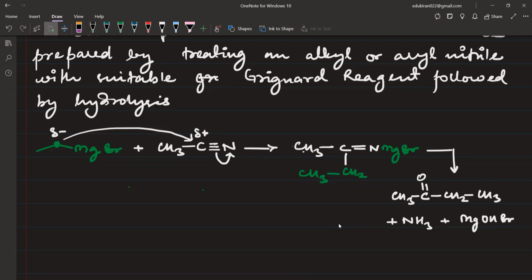Again, it is important to see that this part is from your Grignard reagent, and the carbon containing the double bond O is coming from your nitrile. So if I write this in red color, I should write this also in red color. These two are from your nitrile, and the rest of the carbon atoms are from the Grignard reagent.